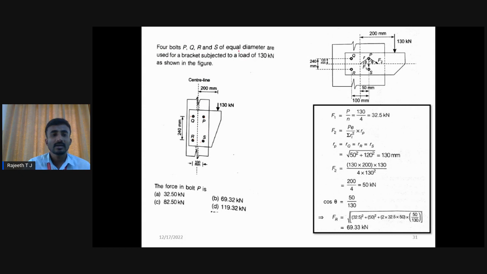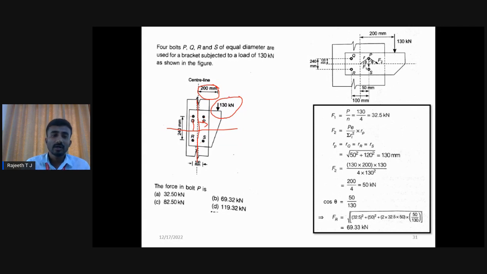4 bolts PQRS of equal diameter are used for the bracket to carry a load of 130 with an eccentricity of 200. So this is the center, they directly gave this in the problem. From this center line, the x distance for PQRS will be 50 mm. Considering this the center line, the y value for all the bolts will be 240 by 2, 120 millimeter.